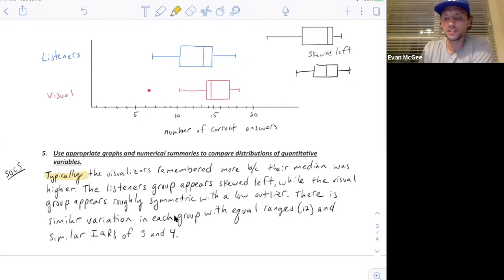There is similar variation in each group because they have equal ranges of 12. If you look, it's 18 to 6 and it's 18 to 6, same range. And they also have similar IQRs. If you remember, one had an IQR of 3 and one had an IQR of 4, so they're very close. But the key to remember is they have similar variation. Spread is talking about how consistent or how varied they are. So when we're comparing two distributions, those are two important words that I expect to see, something about which one tends to be higher and which one is more spread out or which one has more variation.